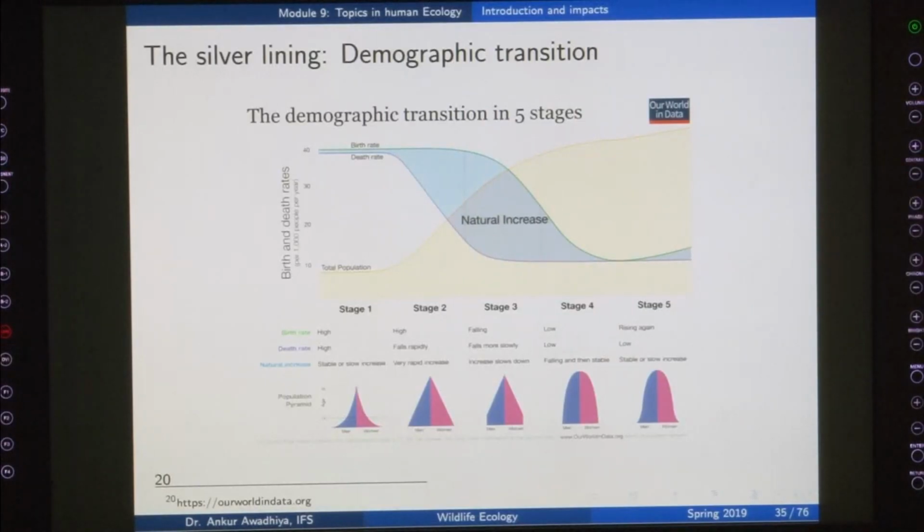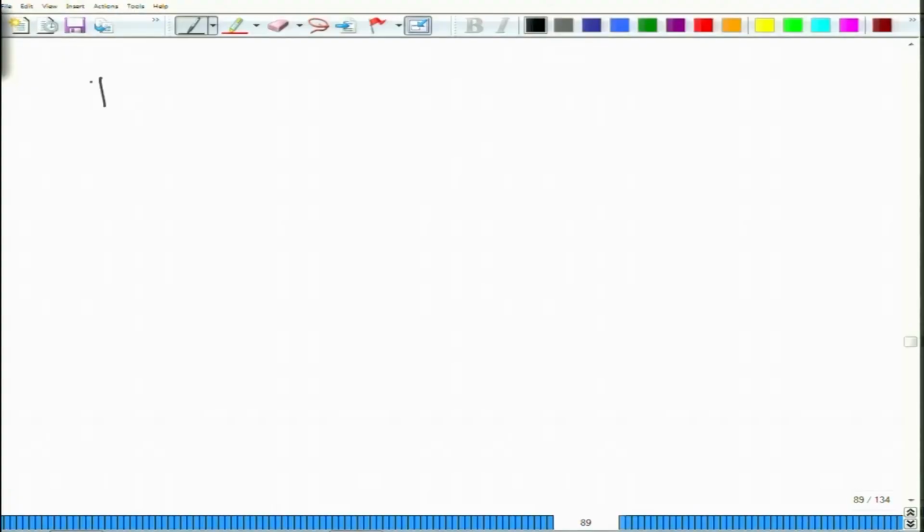Now what do we mean by a demographic transition? Consider a society. In the first case you have a primitive society, and in this primitive society you have a high birth rate and a high death rate.